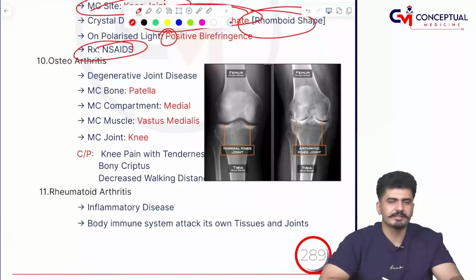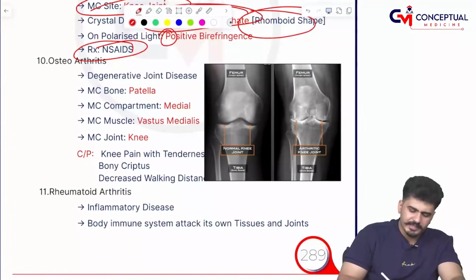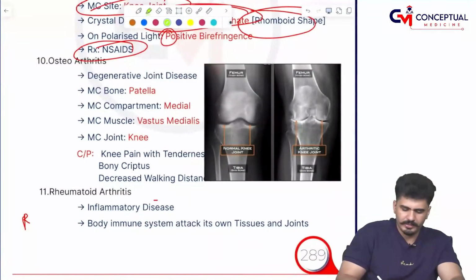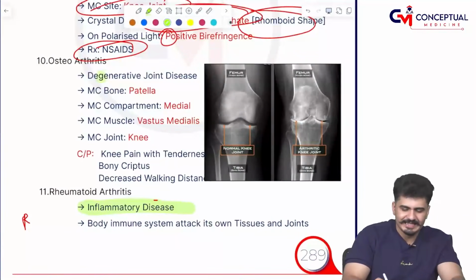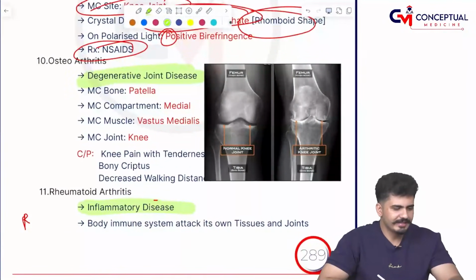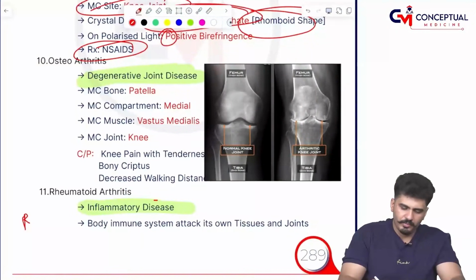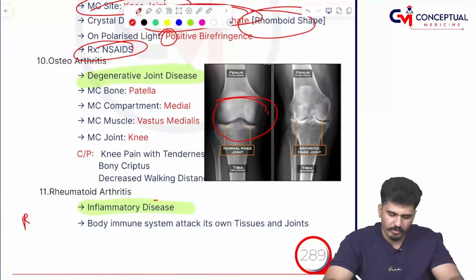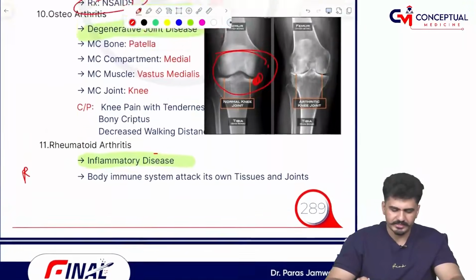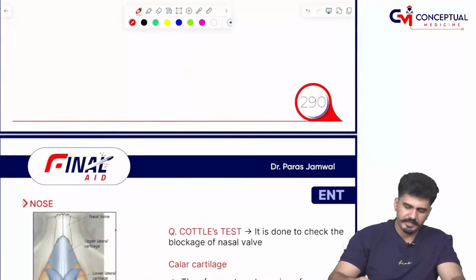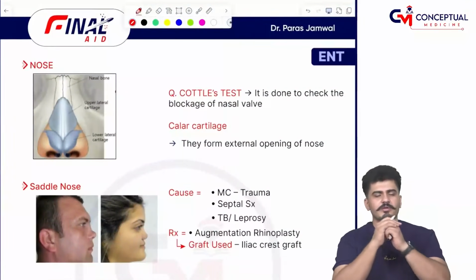Osteoarthritis versus rheumatoid arthritis. Sir, rheumatoid arthritis is an inflammatory disease, and osteoarthritis is a degenerative disease. Most commonly, the joint involved is the knee joint, my dear friend. Most common site involved is the medial side, my dear friends. Then rheumatoid arthritis, morning stiffness, etc., the patient is complaining of. With this, we have completed our 5th subject, and that was our orthopedics.